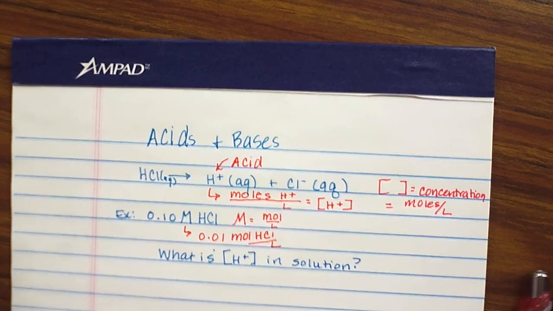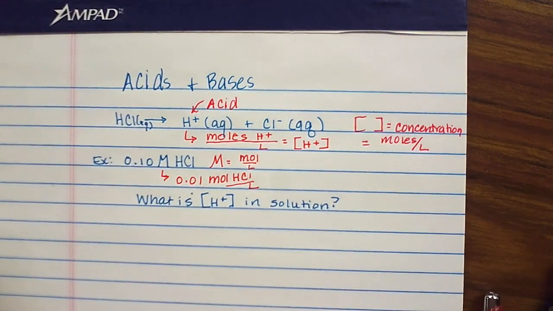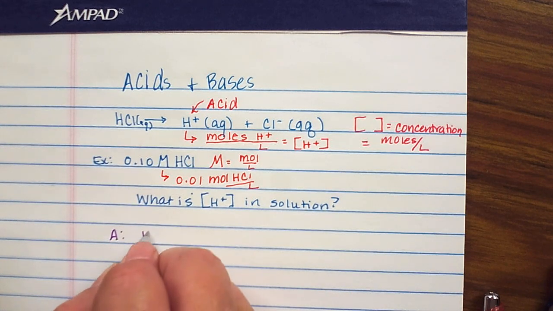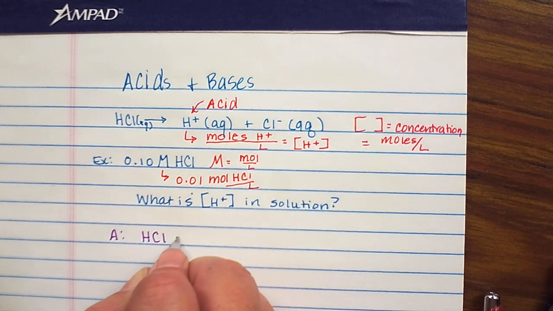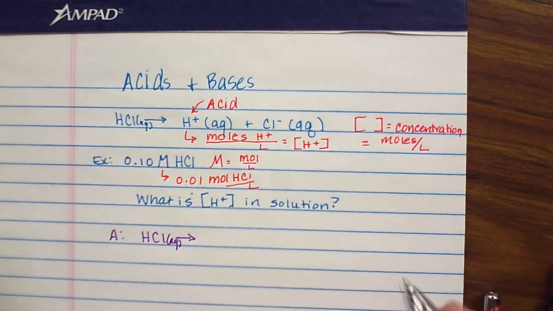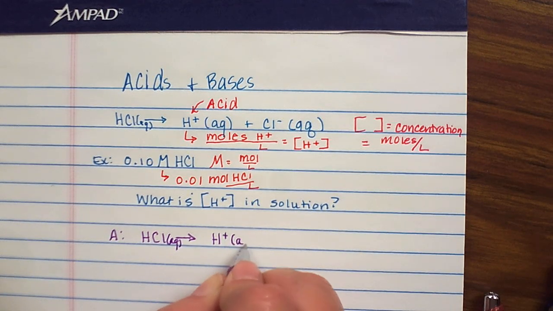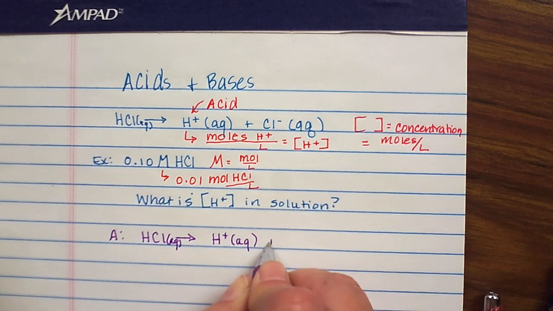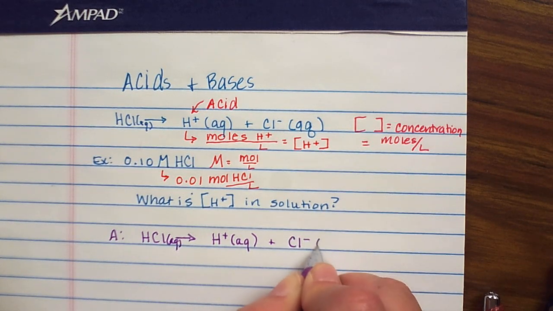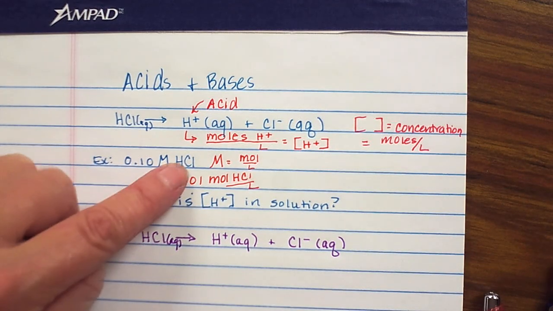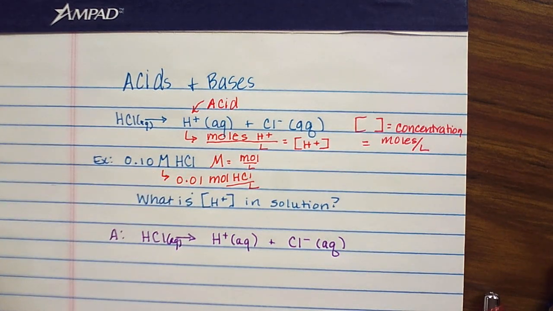So what's going to happen is, here's your answer, the HCl is going to dissociate into H plus (aq) plus Cl minus (aq). I know this because it's an acid. It's got H first, right? That makes it an acid.